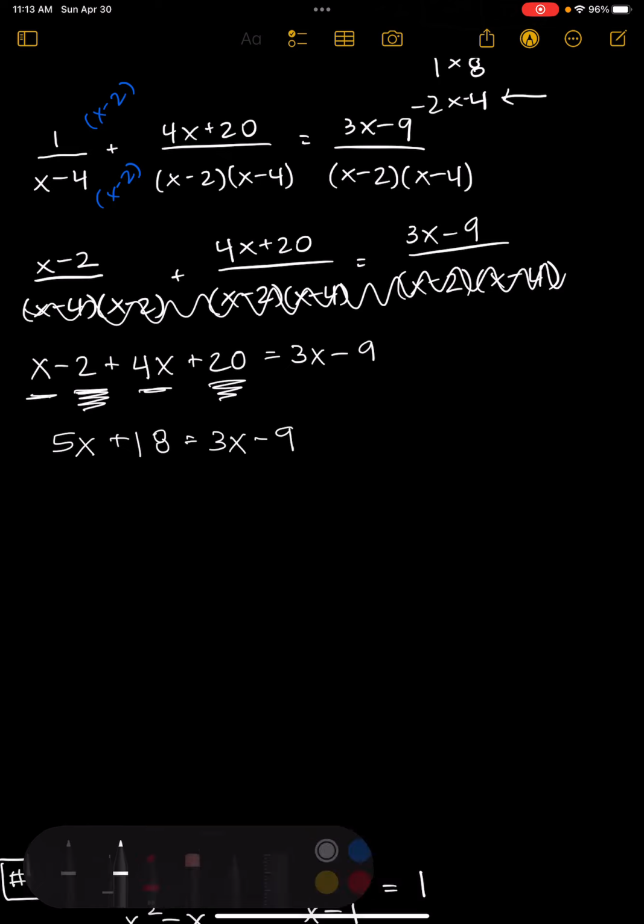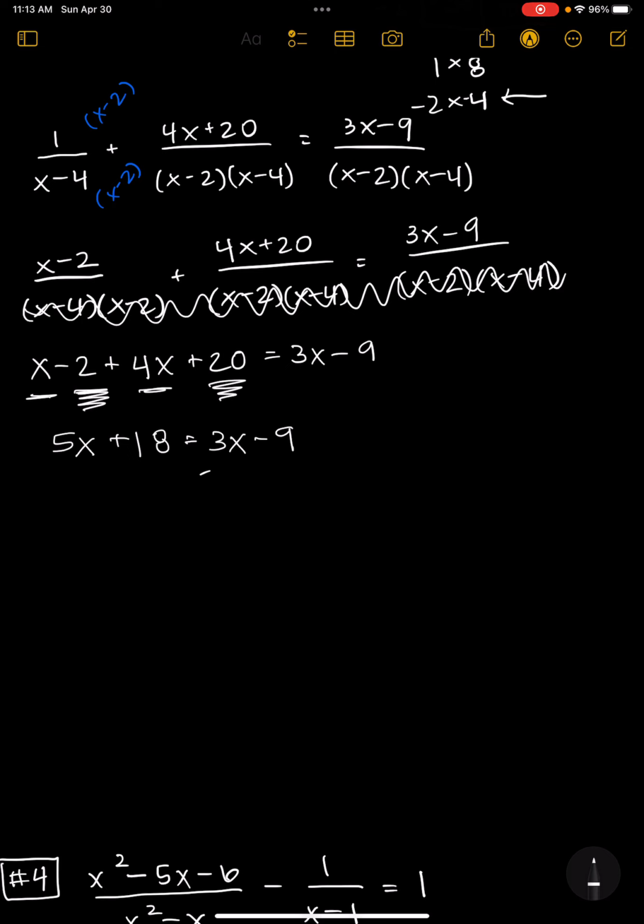If I want to solve that for x, I want to get the x's on the same side, so I'm going to subtract 3x from each side. And I'd get 2x plus 18 is equal to negative 9. Now I want to solve for x, so I've got to move the 2 and the 18. I'm going to move the 18 first by subtracting it from each side.